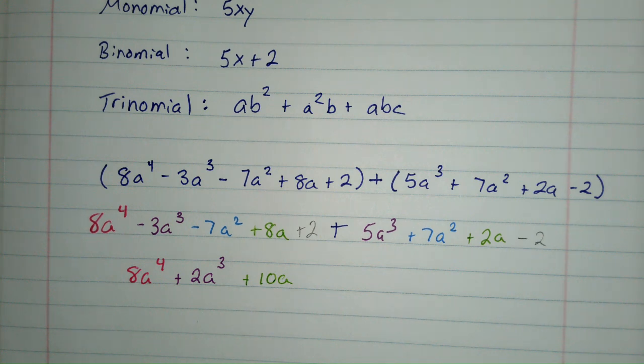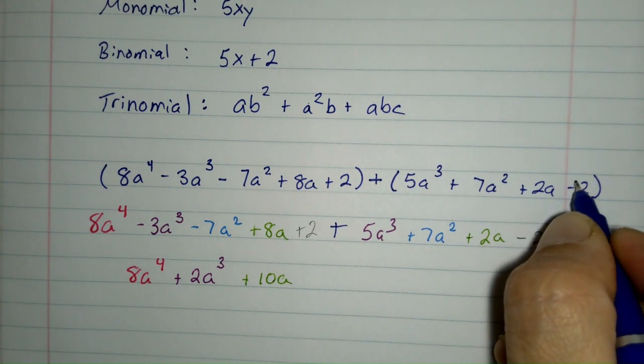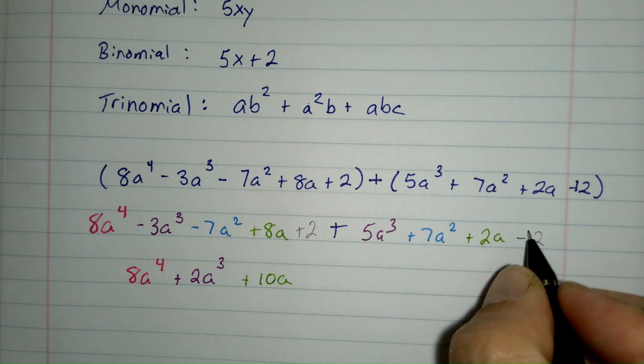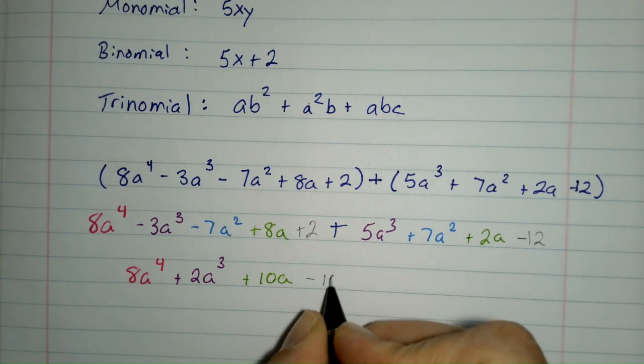Let me adjust that problem really quickly. I'm going to make this a 12, just because I don't want them to cancel out. Okay, so now we have positive 2 minus 12, so we'd have minus 10.